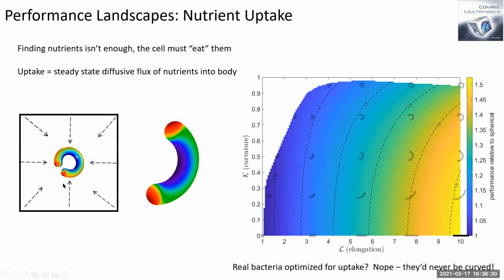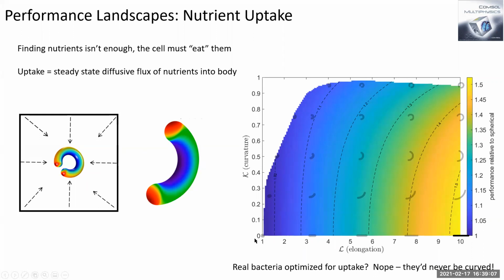I just stuck one cell in a very large box, or actually a huge spherical domain. I didn't include the flagellum, for simplicity. I set a boundary concentration of 0 on the cell surface and a concentration of 1 infinitely far away, on the surface of the domain. And of course, things are going to get sucked into the cell then. They're going to diffuse in. So I looked at how well these different shapes can take up nutrients by diffusion.